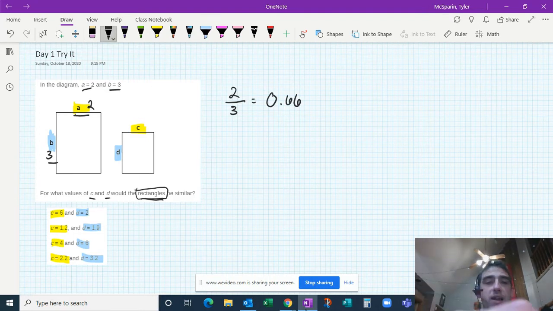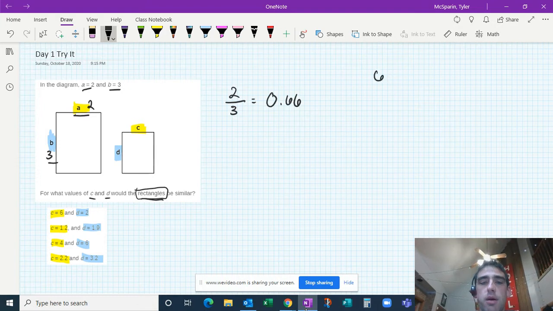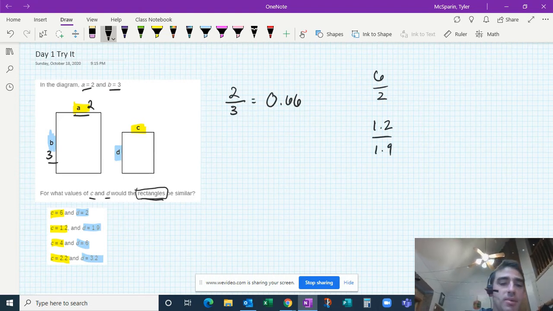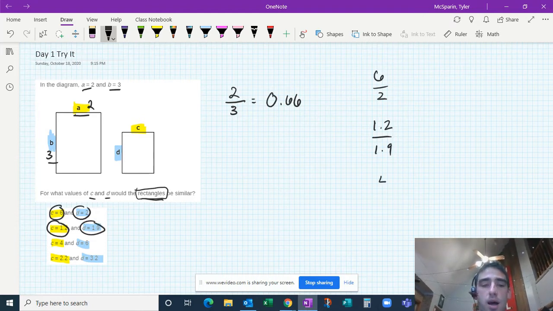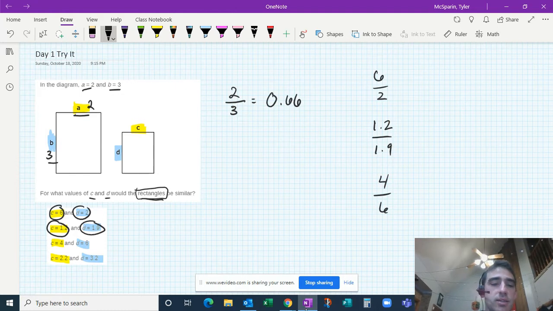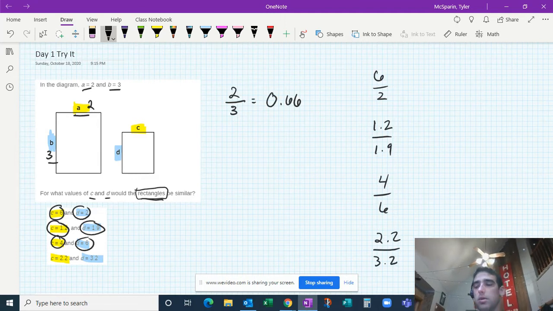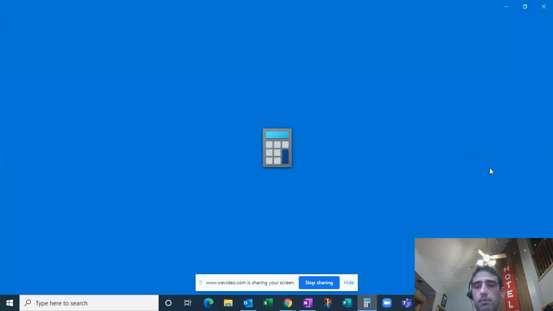So we did yellow divided by blue. For the options, that's going to be 6 divided by 2, yellow divided by blue. 1.2 divided by 1.9. 4 divided by 6, that's this one. And then 2.2 divided by 3.2. Okay, so let's go ahead and open up the calculator.